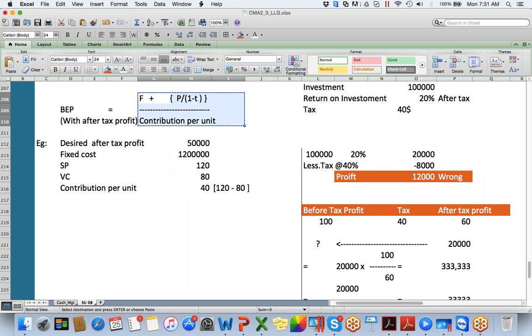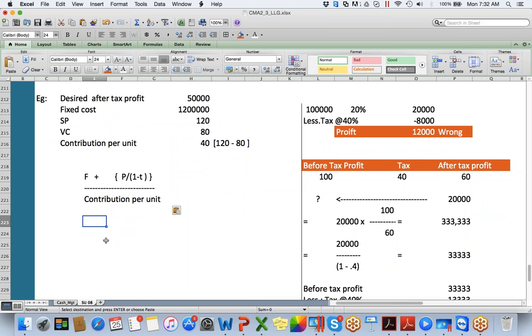This much. Okay. Now let us apply in the formula. What is the formula here? Okay. Now fixed cost. What is fixed cost? 1,200,000 plus, yeah, here profit. What is after tax profit? 50,000 divided by 1 minus T. 1 minus, and oh, I didn't give you tax rate. Okay, fine. Let us say it is 40%. Okay, and divided by contribution margin per unit.